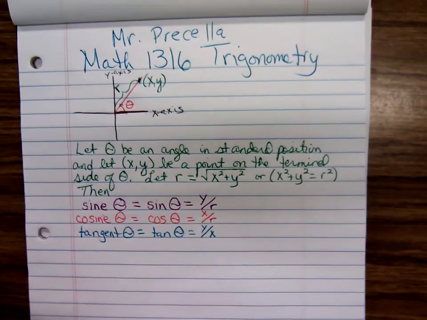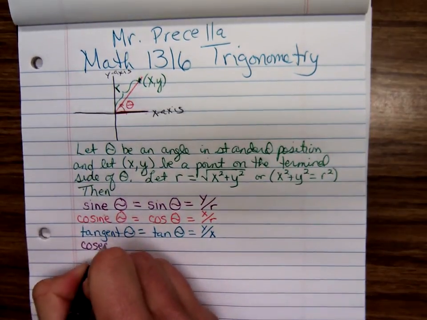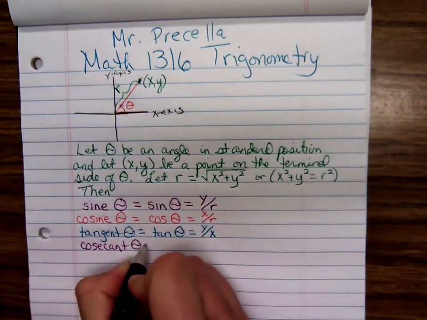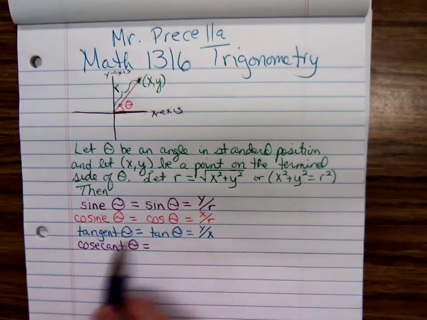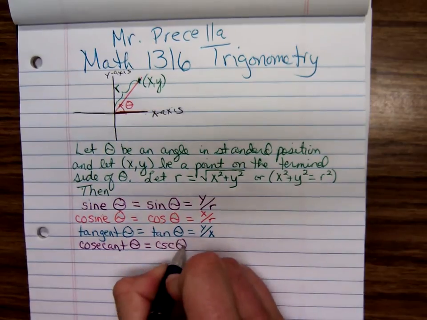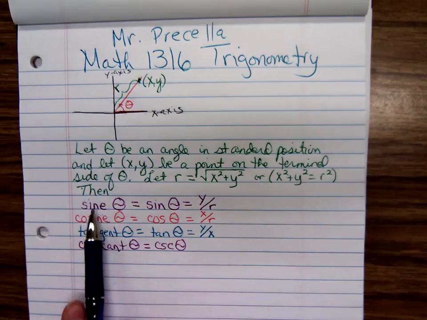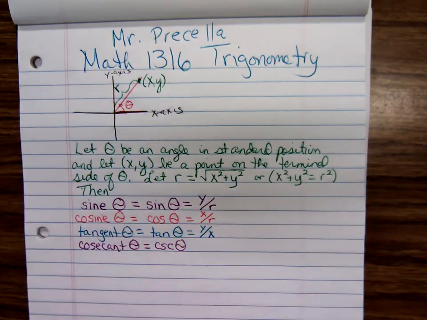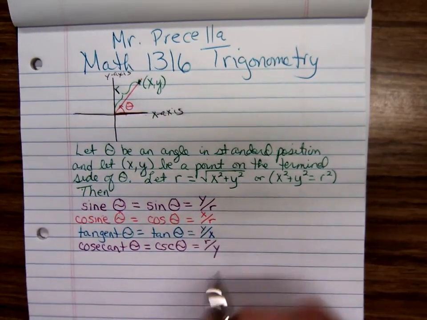The next three are going to be what I refer to as reciprocal functions. Cosecant, C-O-S-E-C-A-N-T. We can't use the C-O-S because we've already used that for cosine. So we're going to use the first three consonants, C-S-C. That stands for cosecant. And that's the reciprocal of sine. That's why I put them both in purple. Cosecant is the reciprocal of sine. How would you take the reciprocal of the fraction y over r? Yeah, just flip it, r over y.